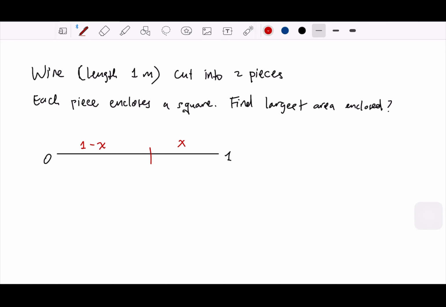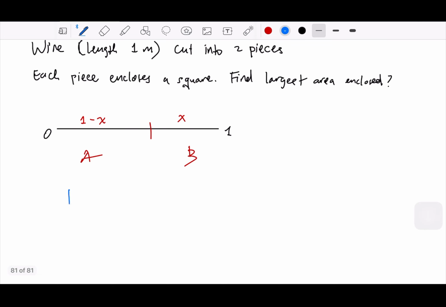Now, we have two wires, so this is A, this is B. Now we want to make a square. So let's make a square. Maybe the right one is a little bit smaller. And each side is divided by 4 because we need to make it equal, right? So this will be 1 minus X, over 4.